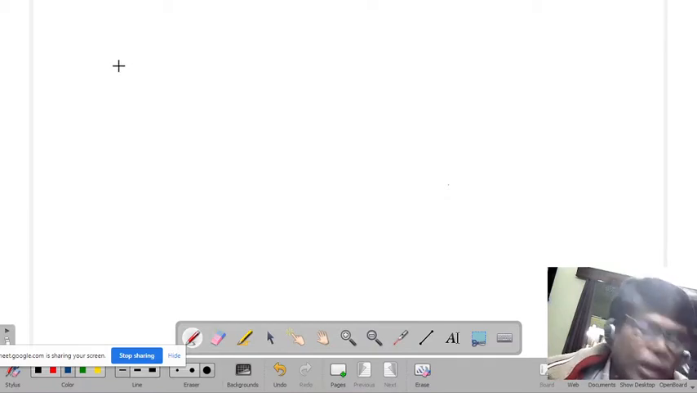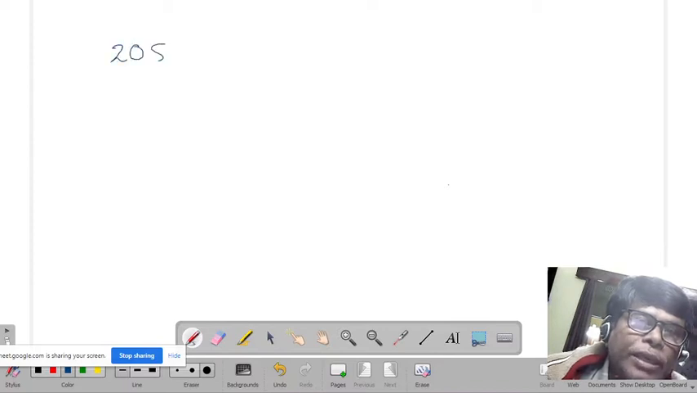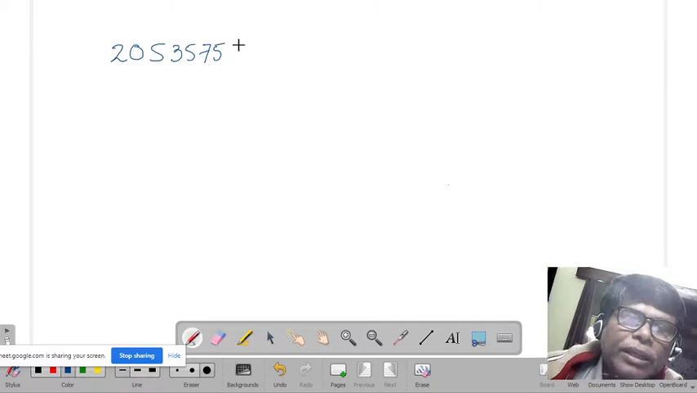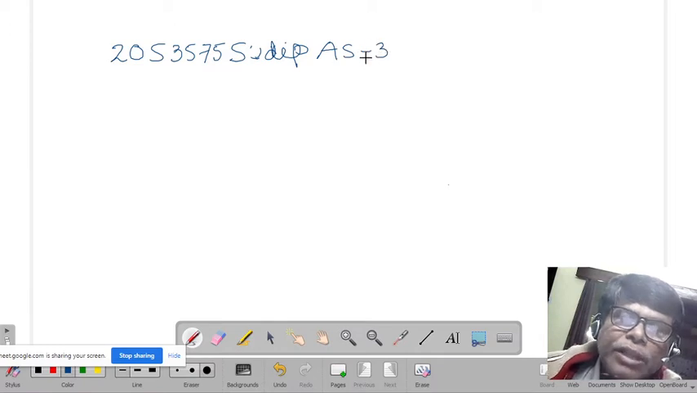You send your assignment in the following format. Say your roll number is 20S3575. First you write that down, then you write down your name. Say Sudeep is the name, Sudeep DIP. Then you write down assignment, say 3, and then the page number, 1.